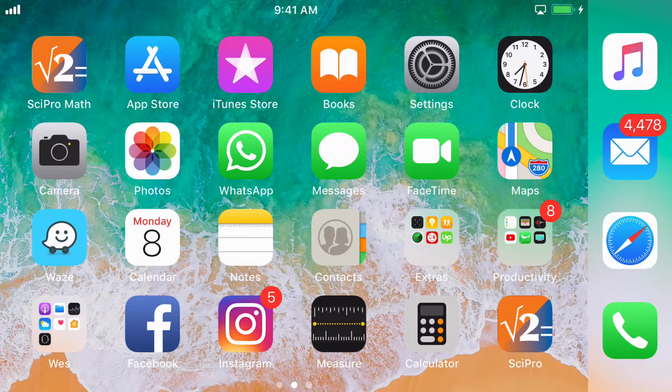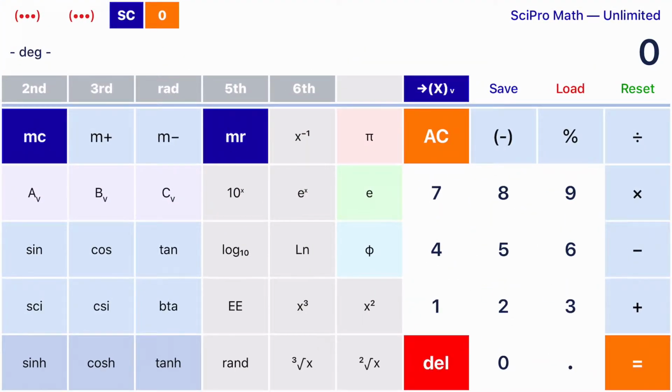In this tutorial, I'd like to show you how to solve quadratic equations with the app, which is very simple. Let's go into the application. And the first thing we need to know is how to navigate to the area where quadratic equations are, and that's located on screen number 10.